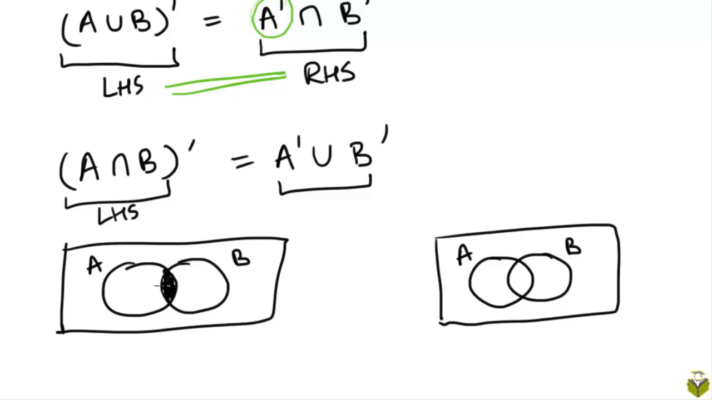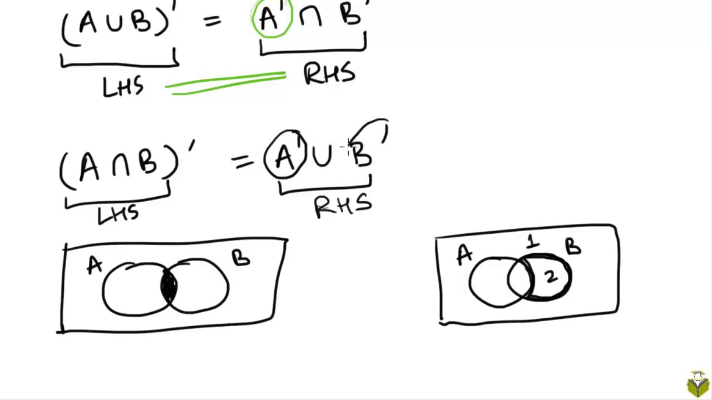Now let's see if we get the same shading if we look at the set on the right hand side. What is A complement? A complement is the region outside of the circle representing A. So as we saw in the previous proof, this region can be divided into two subregions. Region 1, which is outside of both A and B, and region 2, which is this particular crescent shaped region inside of B but excluding the region that overlaps with A. So region 1 and region 2 represent A complement.